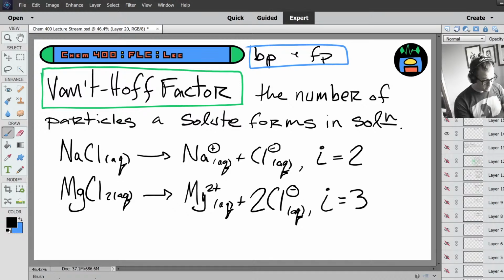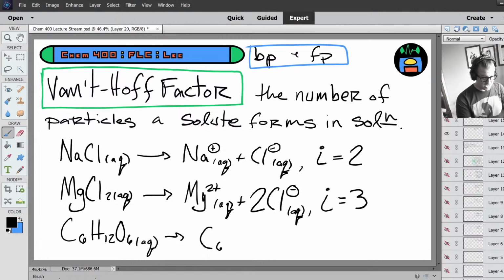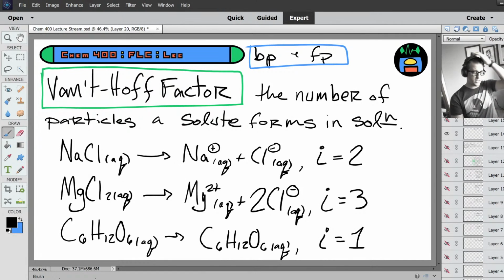All right. A molecule of sugar. This is a covalent compound, right? It does not ionize into anything. So this would have a van 't Hoff factor of 1. All right, so that's just what the van 't Hoff factor is. You look at your solute and ask, how many particles does this break into?